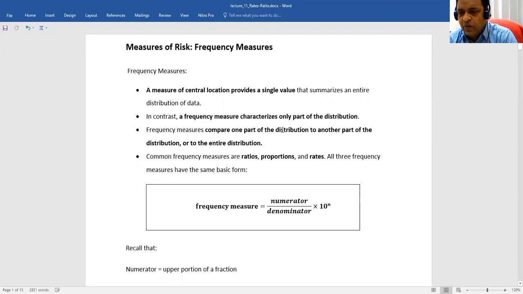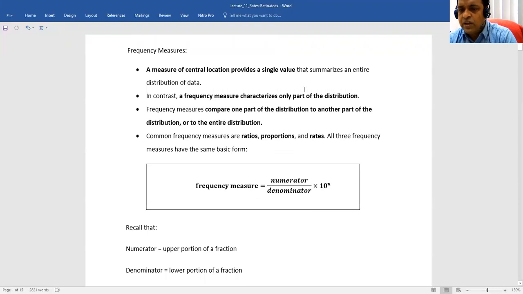We can compare one part of the distribution to the other part of the distribution, or one part with the whole or entire distribution. The commonly used measures are ratios, proportions, and rates.